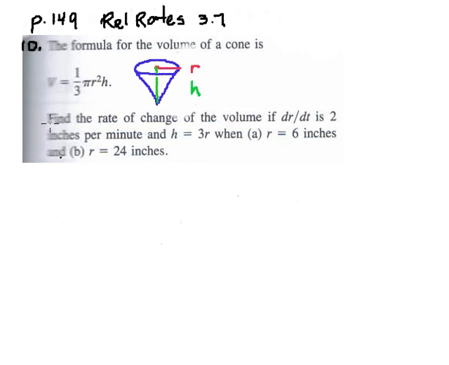Find the rate of change of the volume if dr/dt is 2 inches per minute and h is equal to 3r, when r is equal to 6, and when r is equal to 24. Okay, so first let's see what the problem is telling us. First of all, we're asked to find the rate of change of the volume. So we're asked to find dV/dt. Okay, so we want to know what dV/dt is.